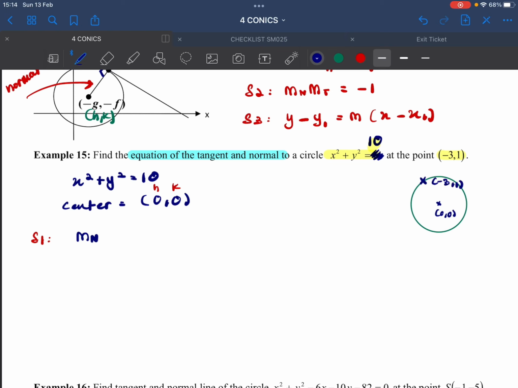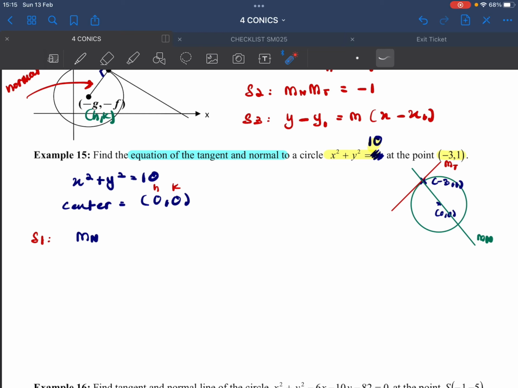So the tangent line will be here, and this is going to be the normal. Your normal must pass through the point and also the center. So this is the normal, this is the tangent. Now what we are going to find first is the gradient of normal, because we have 2 points on that line.